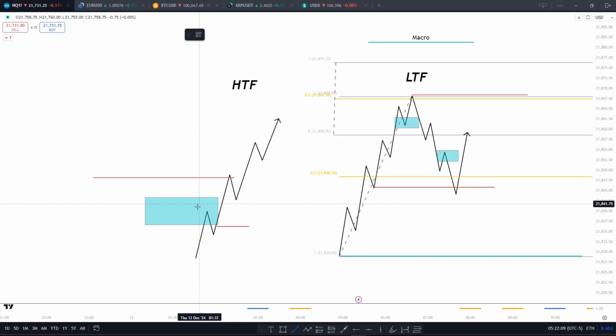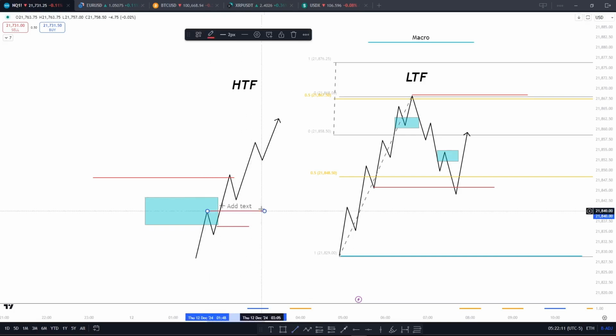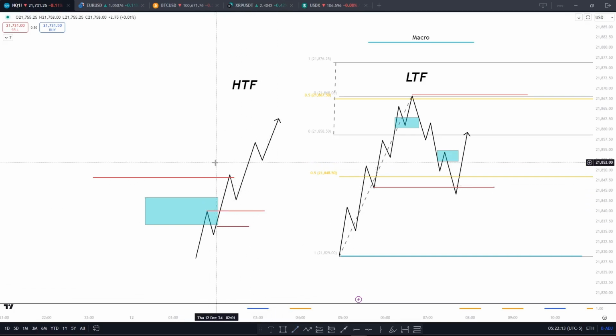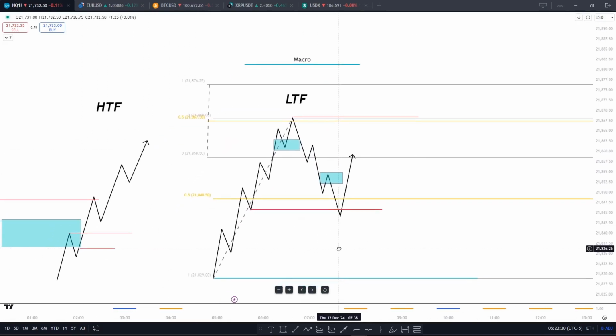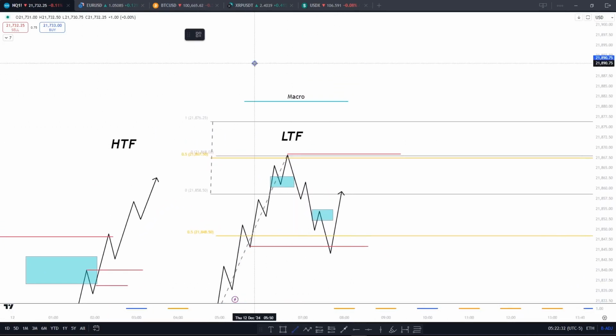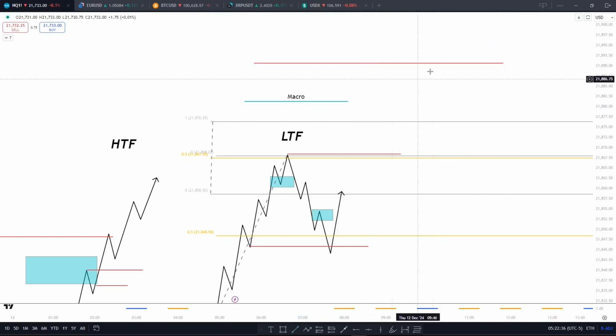Our first partial would be at this high on the higher time frame, and then our next full take profit would be where? At a higher time frame drawn liquidity. So on the lower time frame, our point of interest would be somewhere around up here, because that's where the higher time frame point of interest is. That is where we're moving to. That is where IPDA is referring back to.